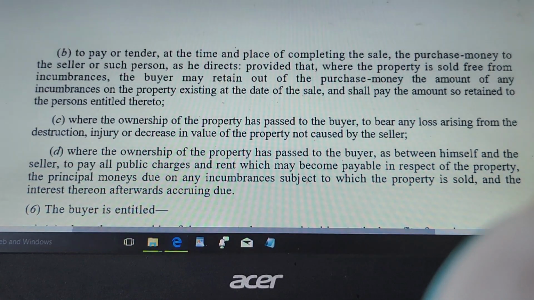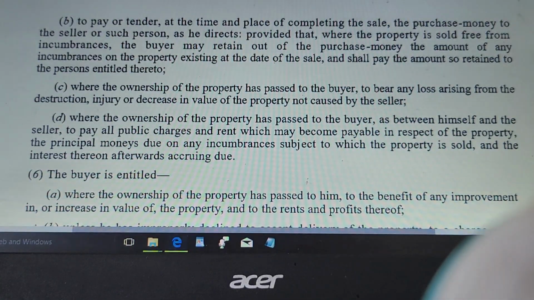B, to pay or tender at the time and place of completing the sale the purchase money to the seller or such person as he directs, provided that where the property is sold free from encumbrances, the buyer may retain out of the purchase money the amount of any encumbrances on the property existing at the date of the sale, and shall pay the amount so retained to the persons entitled thereto.